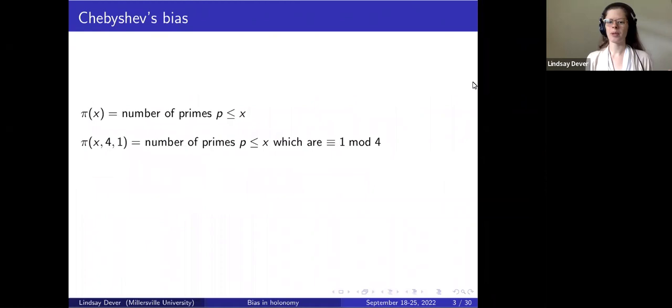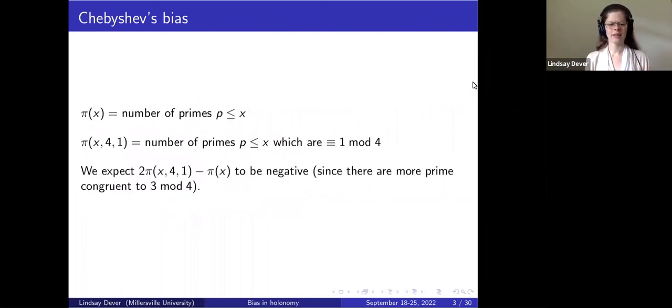Okay, so the way we formalize this is that we count the number of primes up to x. And then we count the number of primes that are congruent to, for example, 1 mod 4. And this is kind of a funny way to write it. But since we expect half of the primes to be 1 mod 4, we can look at double that amount and subtract it from the total number of primes. And since there's a bias towards 3 mod 4, we expect this value to be negative. So if you want to pause and think about that, you can think about why that would be the case.